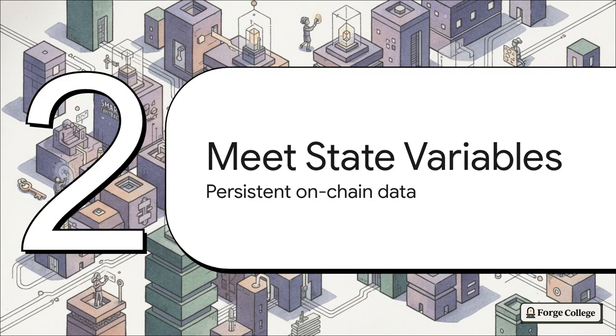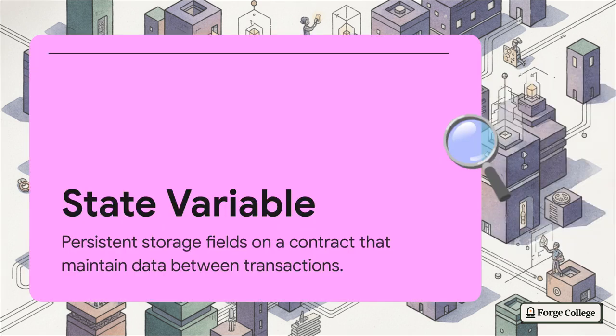Which brings us to section 2, meet state variables, persistent on-chain data. So how exactly do we cure this amnesia? Simple. We add a persistent storage tank. Meet the state variable. These are persistent storage fields right there on a contract that maintain data between transactions. When you type out a line of code like string public greeting outside of any specific function, you aren't just typing words on a screen. You are literally instructing the Ethereum virtual machine to carve out a permanent, on-chain storage slot specifically for your data. That variable lives in the contract state, and whatever you dump in there stays in there. It survives across millions of transactions until you explicitly decide to change it.